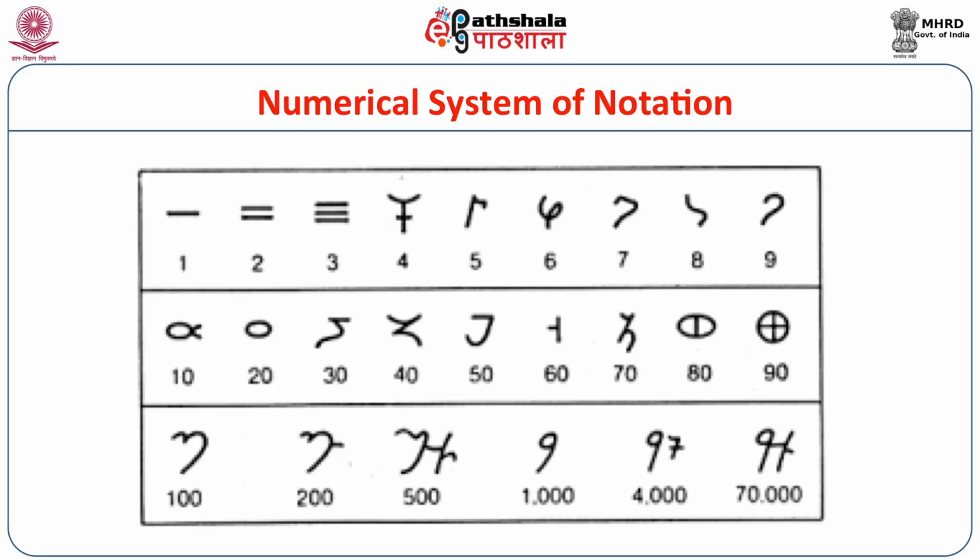Similarly, 1000 is there, and if you want to write 4000, you have to put the symbol for 4 on the right side of 1000, and both the symbols are to be connected by a separate stroke. Similarly, here you can see the figure 70,000 that is expressed. The symbol for 70 is added to the right of the symbol for 1000.